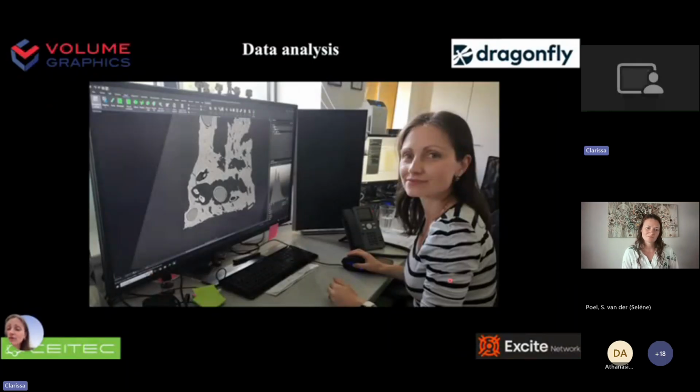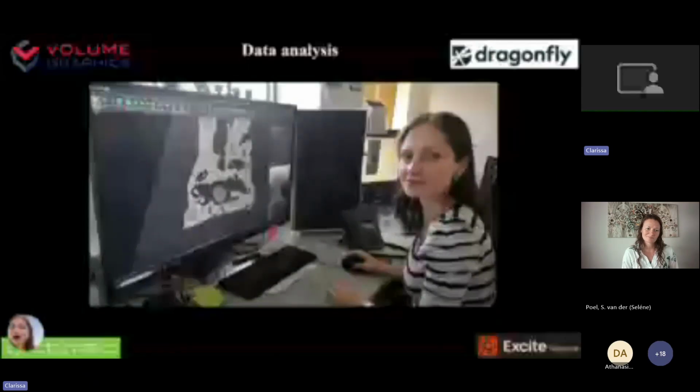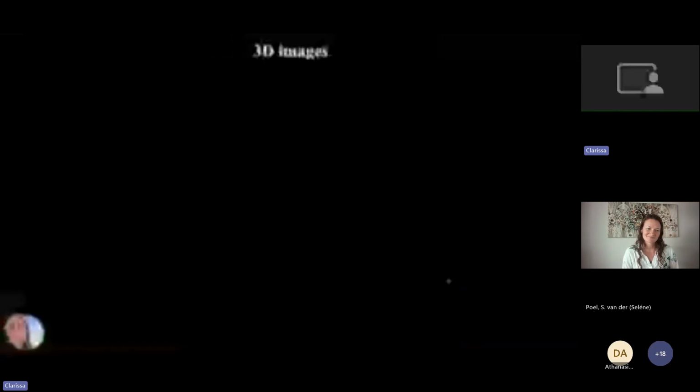And I've had the opportunity to work both with VG Studio and Dragonfly. Right now, I'm currently using VG Studio because I actually got access through the Excite network to work on data reconstruction. So I work remotely with the computer that is in Brno, and I've been able to reconstruct images. So that's also a great way to be able to use this network to reconstruct the images, because otherwise to do it by yourself is sometimes tricky, especially if you don't know how these programs work, these softwares.